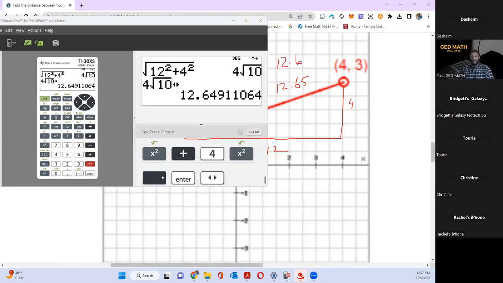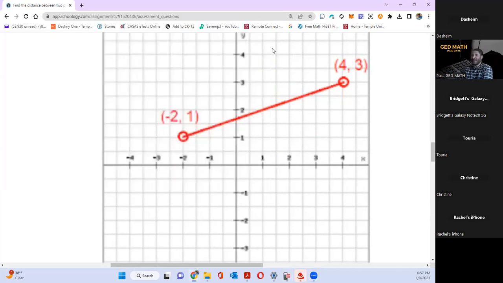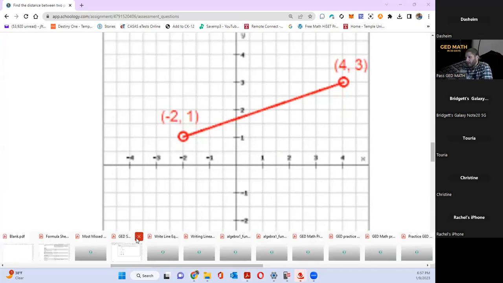That easy. Most teachers tell you to take those points and do all this mess. You don't have to do that. Just count the distance horizontally and vertically, and then use your Pythagorean theorem. Listen, I'm telling you, listen to me. You're going to pass this exam. I'm telling you. All right, so let's find this last one.